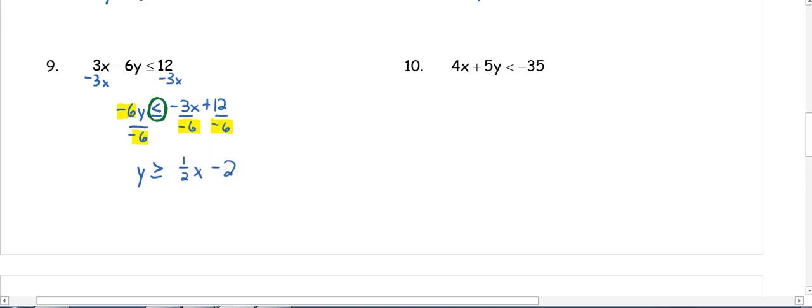In our last one, number 10, we're going to subtract 4x from both sides. 5y is less than negative 4x minus 35. Then to get y by itself, we're going to divide everything by 5. Now, because we divide by a positive number this time, we're not going to switch our symbol, so it's still y is less than. Negative 4 divided by 5 doesn't reduce, so we just leave that as a fraction, x. And negative 35 divided by 5 is negative 7.